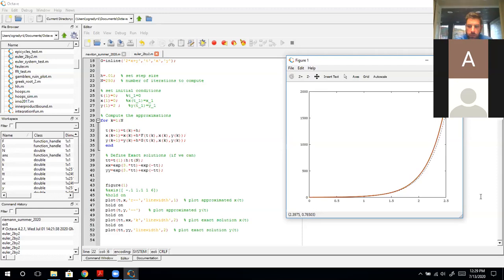You guys have any questions about this? Yeah, what does figure 1 mean, like on line 43? I'm just naming the figure. Oh, okay. This just gives you a simple way if you wanted to save it.